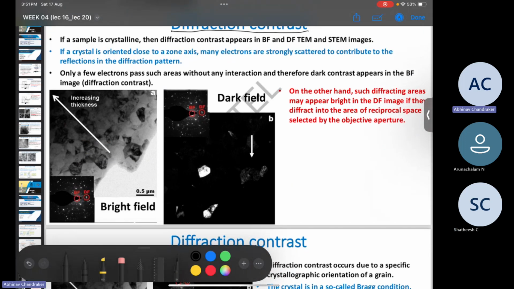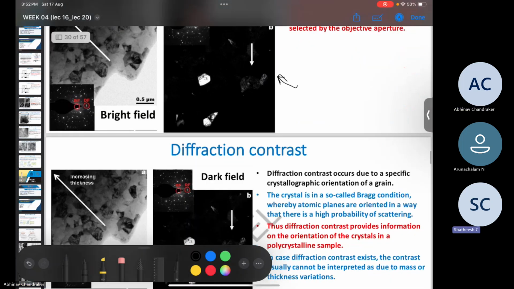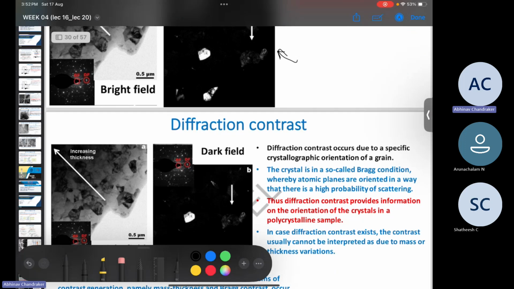So again, to reiterate, those regions in the specimen which will diffract the electrons more, which will have higher interaction with the electrons, will appear lighter in a dark field image because the diffracted electron waves are collected by the detector, while the transmitted ones get blocked by the aperture, and this difference is used to generate the contrast.